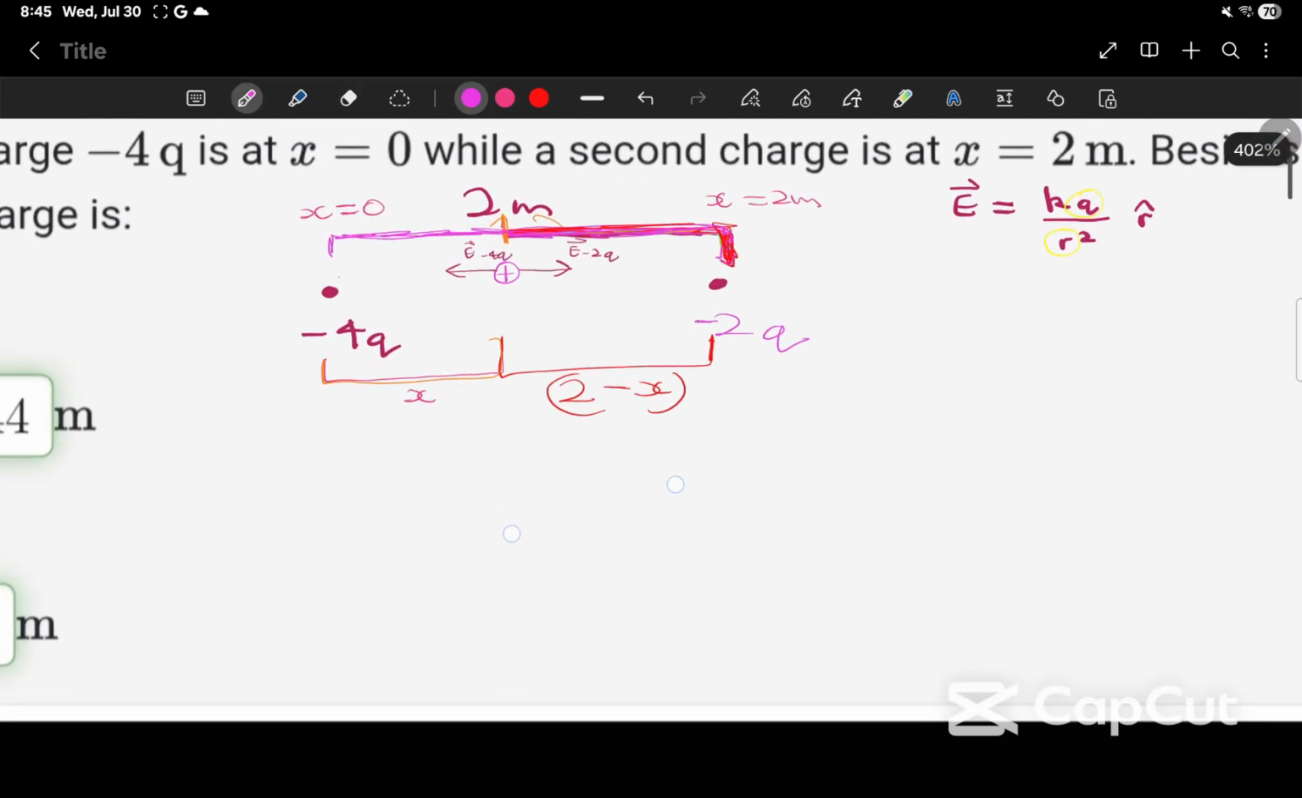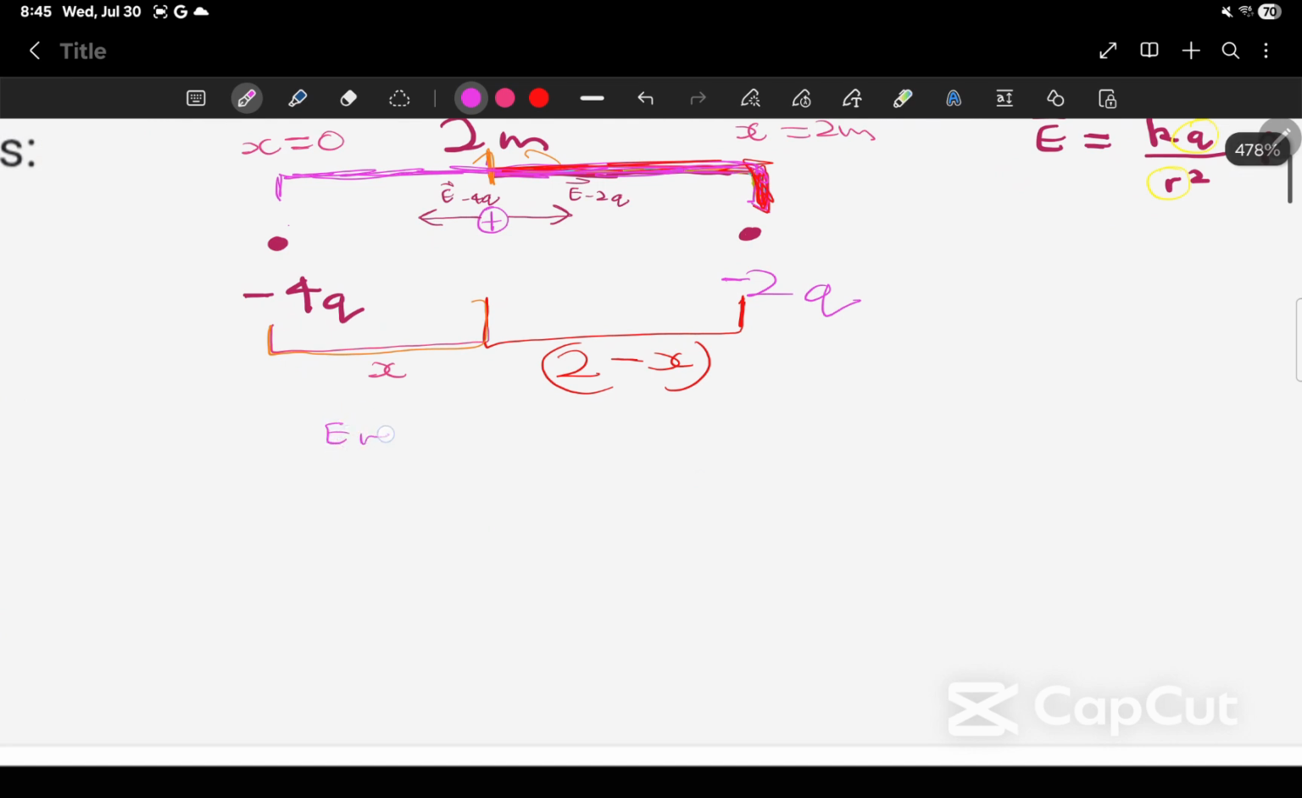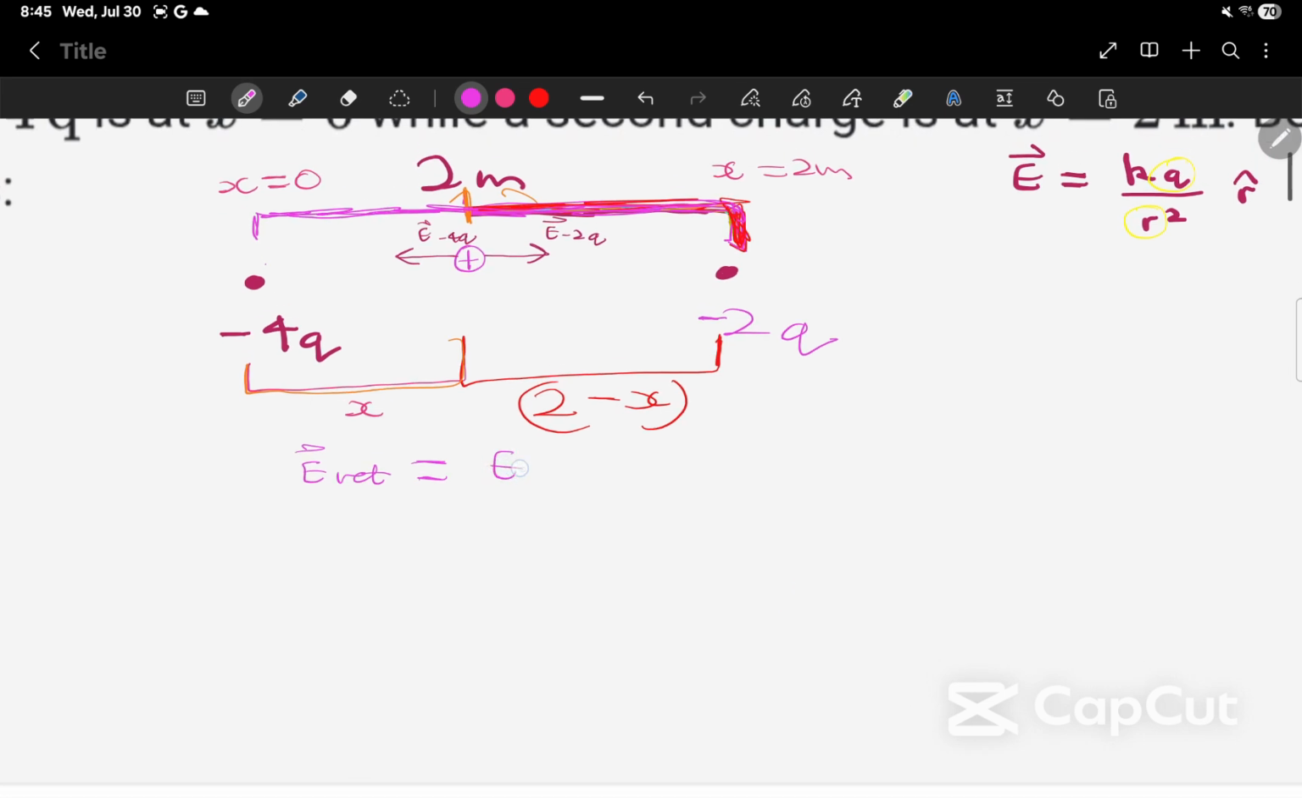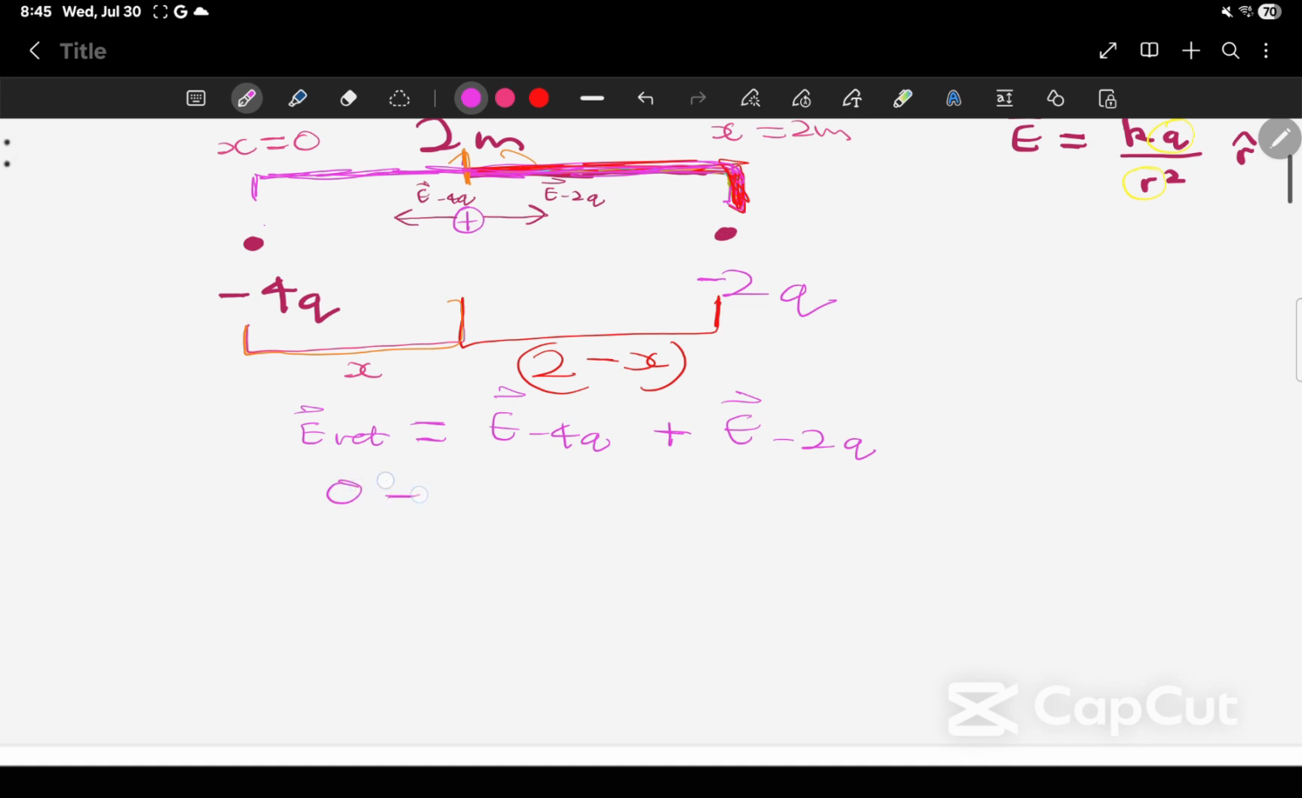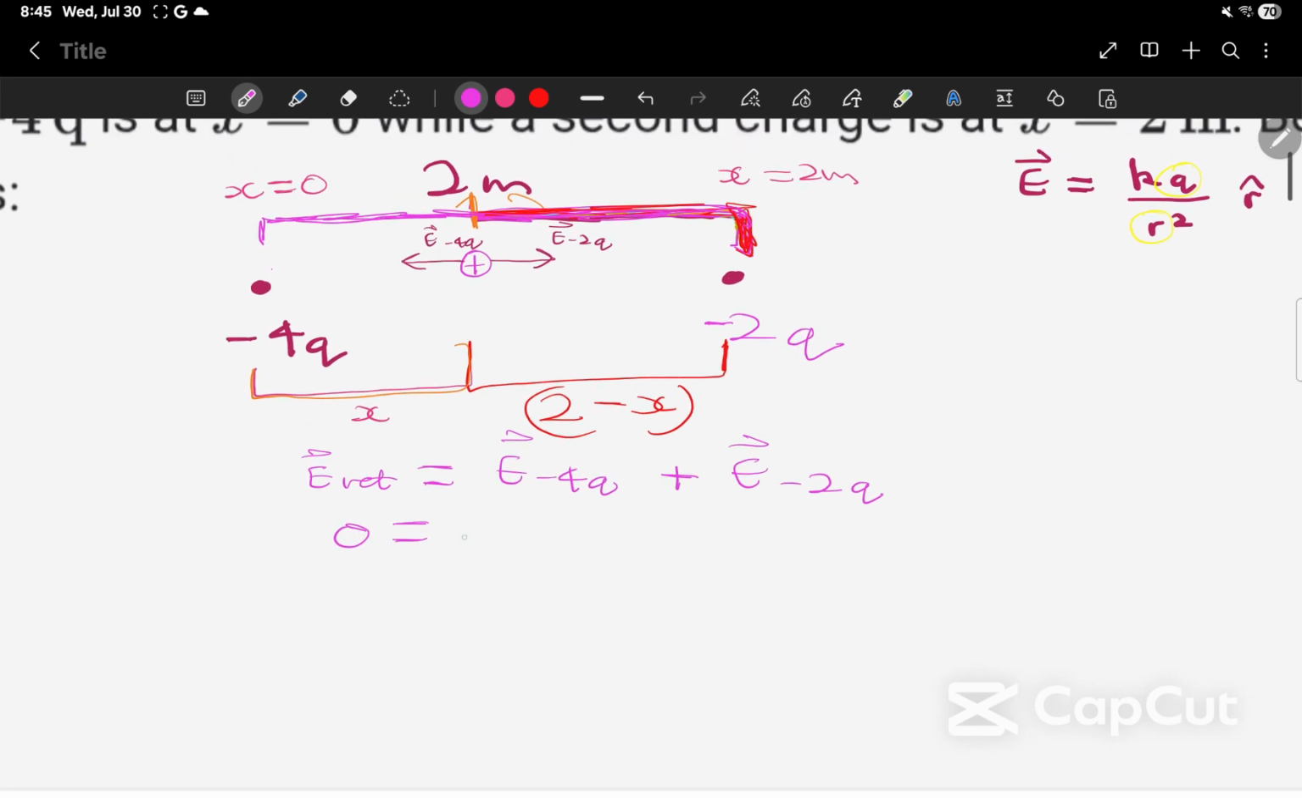So I'll just start. We start with the equation that the net electric field is equal to the sum of the electric field of the negative 4q charge and the negative 2q charge. So 0 is equal to, and I'm going to plug in the actual values, negative 4kq over x squared, that's this guy, and then negative 2kq over 2 minus x squared.